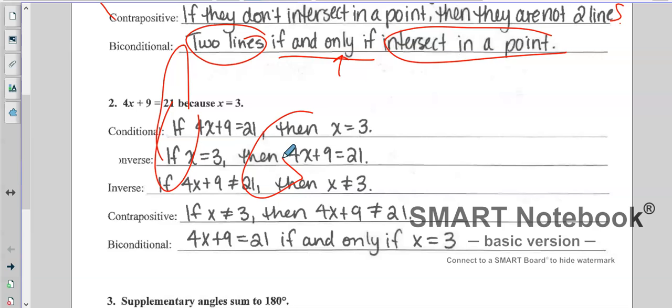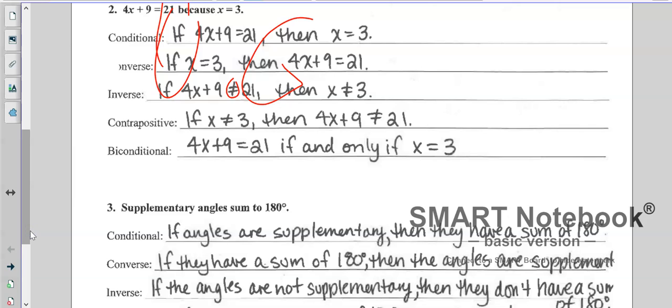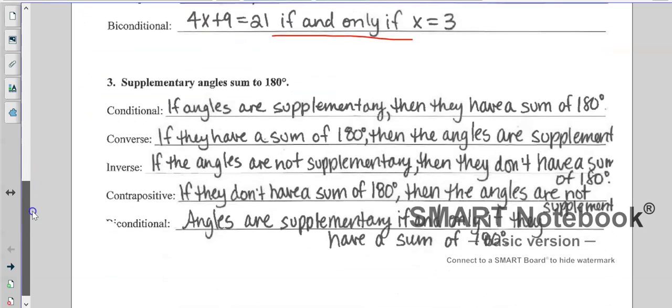If 4x plus 9 is 21, then x is 3. Flip it. If x is 3, then 4x plus 9 is 21. Negate the first one. And you don't have to write "not equal," you can just use a symbol here. So if 4x plus 9 is not equal to 21, then x is not 3. The contrapositive is the negation of the converse. So if x is not 3, then 4x plus 9 is not 21. And the biconditional, 4x plus 9 is 21 if and only if x is 3. That's a pretty easy one to make a biconditional out of.